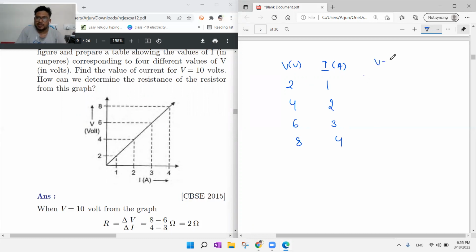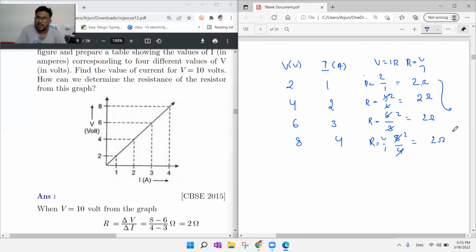We know Ohm's law, V is equal to IR. From this, R is equal to V by I. Now here, the V value is 2, the I value is 1. The answer is 2, so R is equal to 2 ohm in this case. In the second case, R is equal to 4 by 2, which is also 2 ohm. In the third, R is equal to V by I, V value is 6, I value is 3, that is 2 ohm. In the fourth case, R is equal to V by I, V value is 8, I value is 4, the answer is 2 ohm. In all these cases we got 2 ohm, and hence we can write R is equal to 2 ohm.